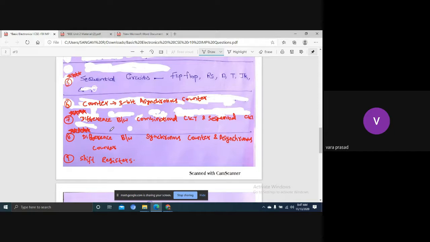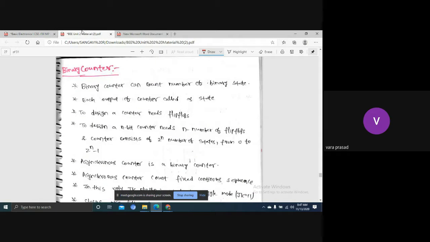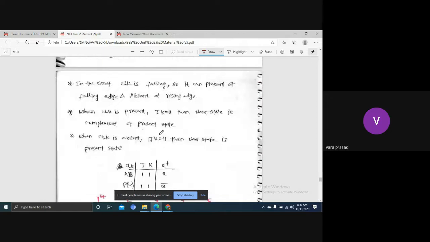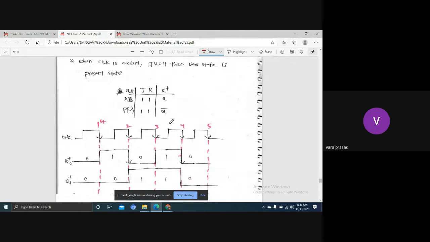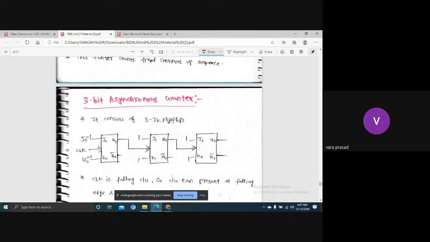Okay, this is over. Next, counters. They can ask a 3-bit counter or a 2-bit counter. Now we'll discuss the counter part. I said the 2-bit asynchronous counter is very easy, so I will explain the 3-bit asynchronous counter. First thing is clocks are different. For a 3-bit asynchronous counter, I need to use 3 JK flip flops.